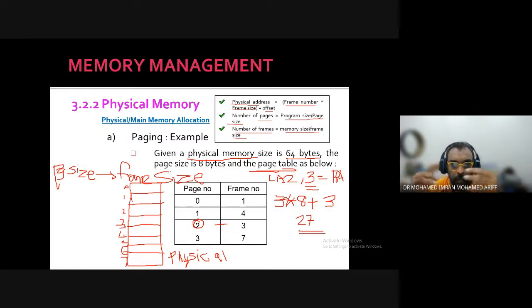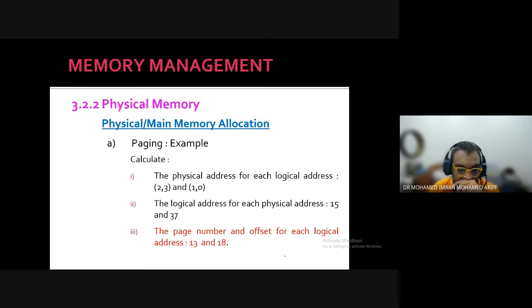So, what is your frame size? Because the formula says multiply by frame size. So check: the formula says frame size equals page size. We already know that. So 3, which is the frame number, multiplied by frame size, which is also the page size, put 8, plus the offset value, which is 3, you get 27. That is your physical address. Okay, next one.